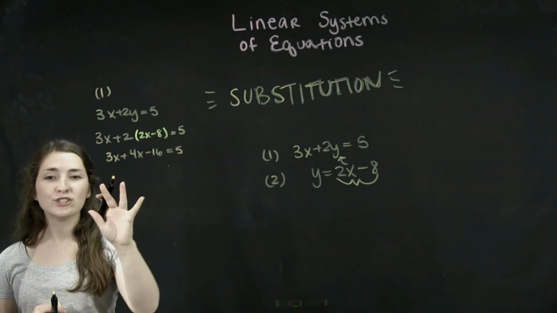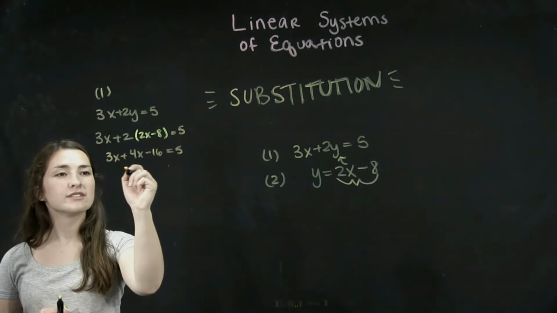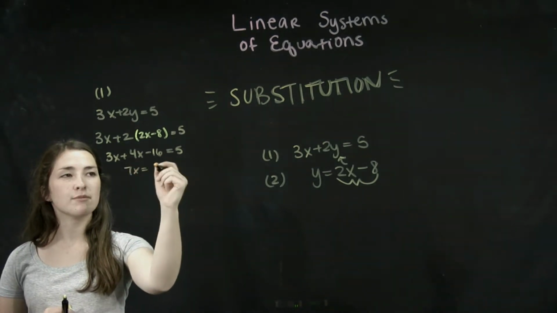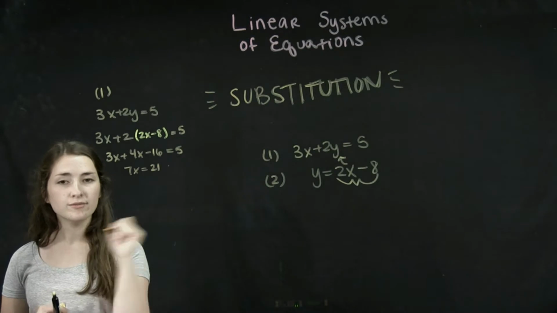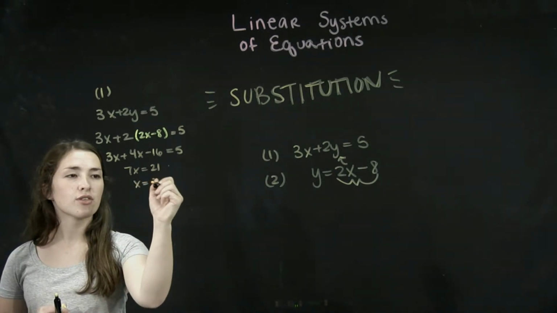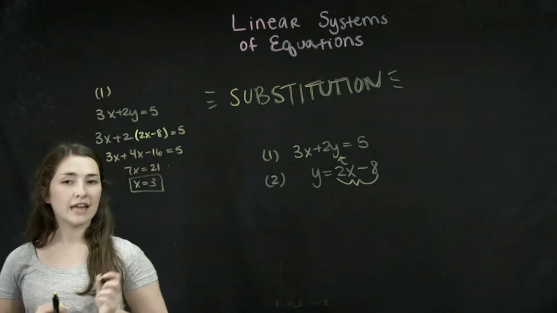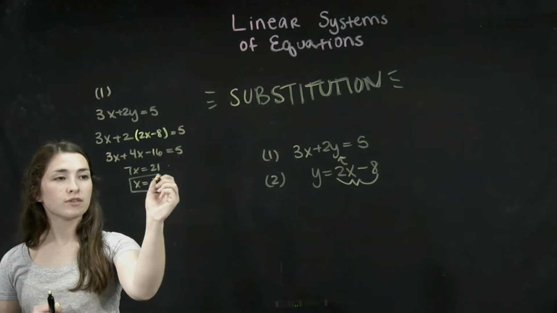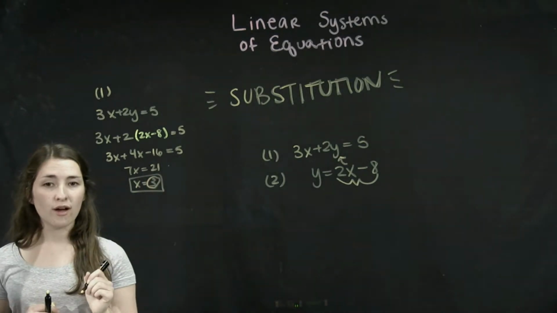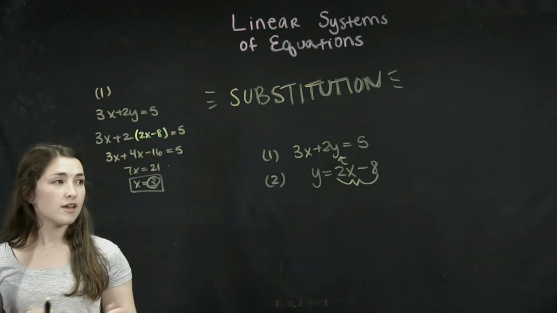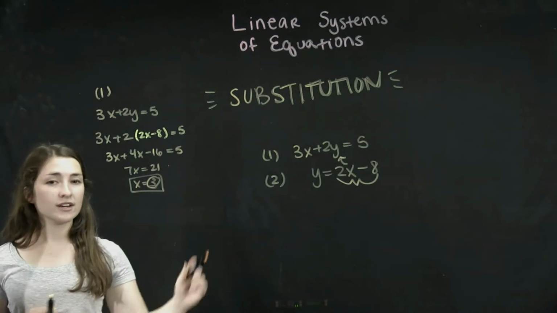And then just solving this equation for x, we'll see 7x equals, add 16 to both sides, 21. Then x equals 3. Now we have one more substitution to do. We can take this new value of x, which is 3, and substitute it into our second equation.